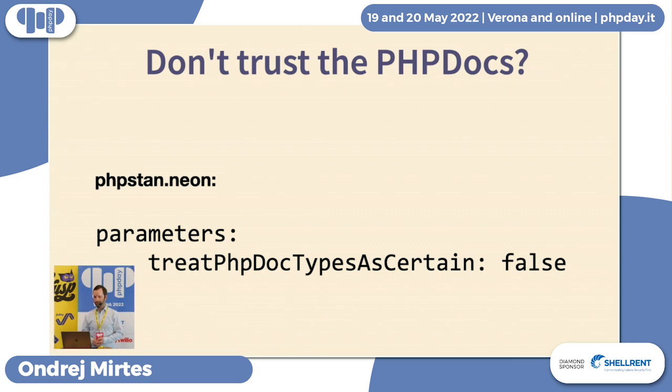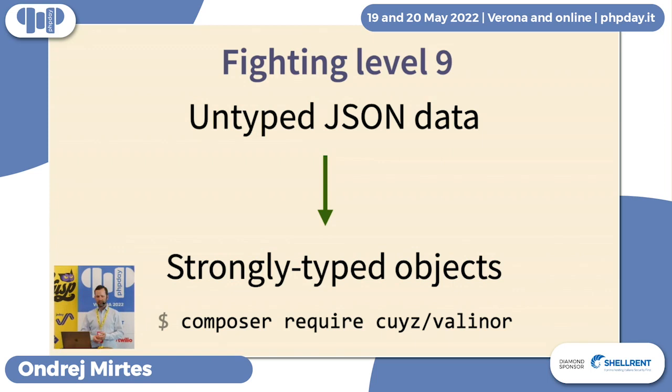All right. Another thing that you should do when fighting level 9 is that you're gonna have a lot of untyped data coming from JSON, because JSON decode simply returns mixed. So you can, before you check what are the properties of the mixed type, I would like to encourage you to use strongly typed objects. And I hear that this library is really great for that because it provides validation, it provides mapping to real objects, and it's compatible with static analysis tools like PHPStan or Psalm.